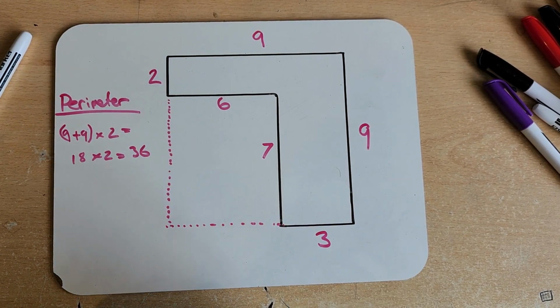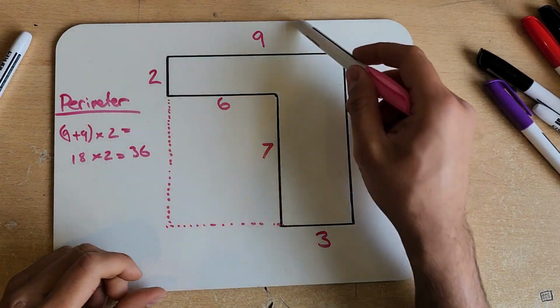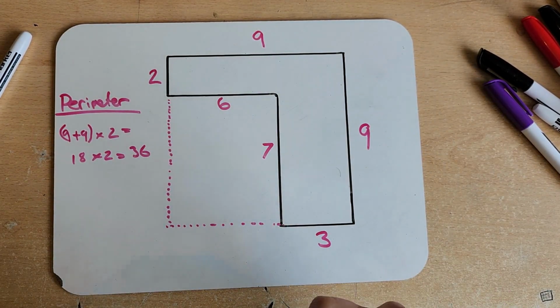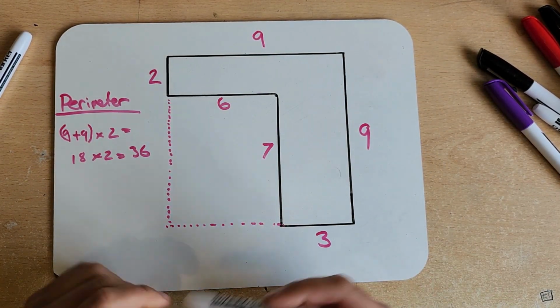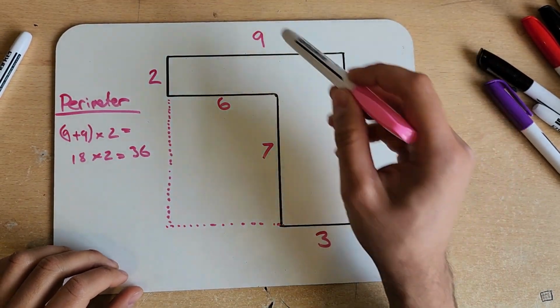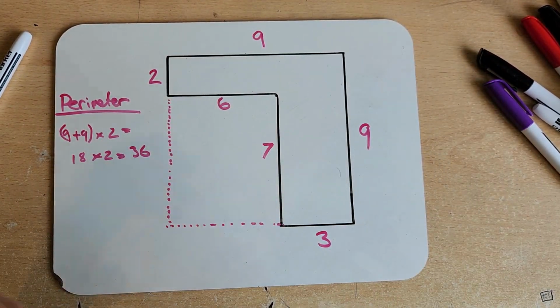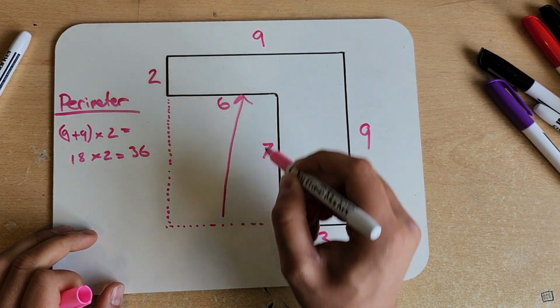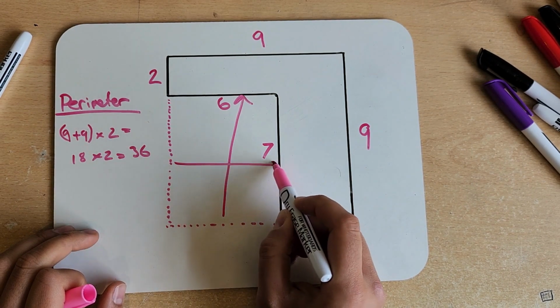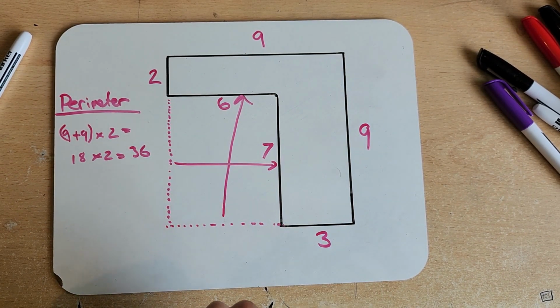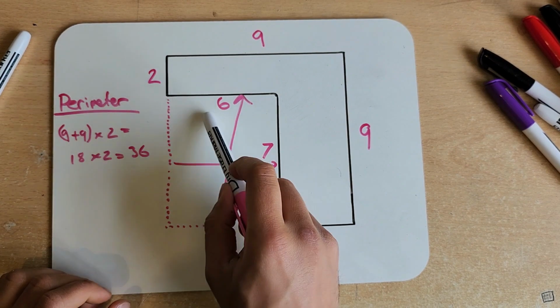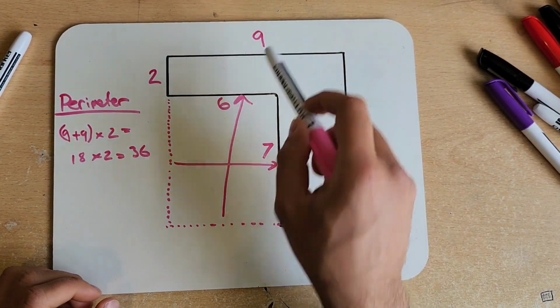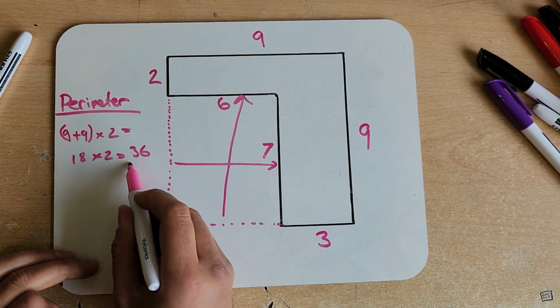So here we could do this little trick again where we do 9 and 9 gives us 18, and we times that by 2. So this is a nice big square here, 9 by 9 by 9 by 9. It is just that this part of the square has been pushed up to here, and this part of the square has been pushed over to here. So even if you added them all individually, you still should have got your answer of 36.